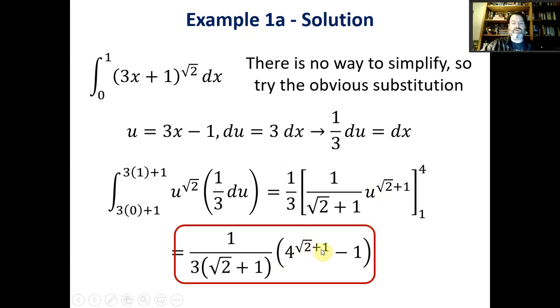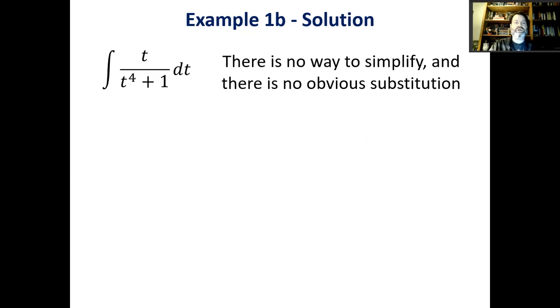So you just get 4 to the radical 2 plus 1, minus 1 to the radical 2 plus 1, which is just 1, and then all the constants were pulled to the front. So, it might look pretty ugly, but this is the way to do it. Relatively straightforward u substitution problem. All right, let's do the next one.